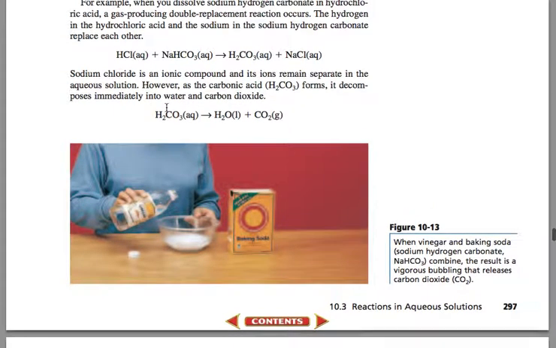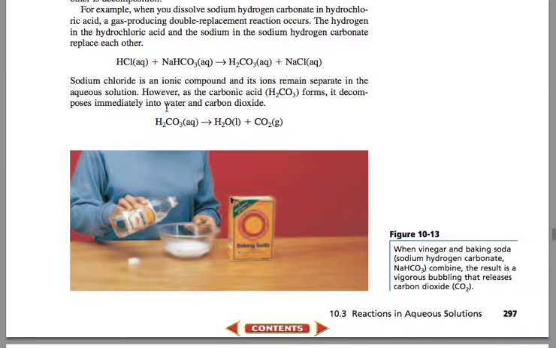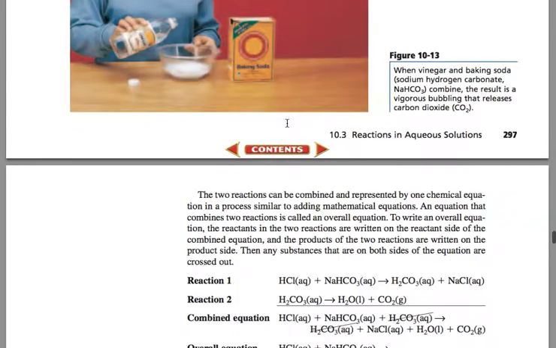So, hydrochloric acid, oh dear, I can't read that. Anyway, there it is, sorry.